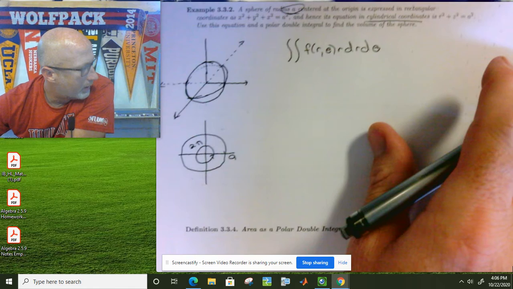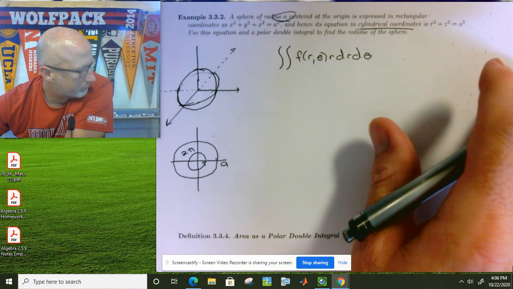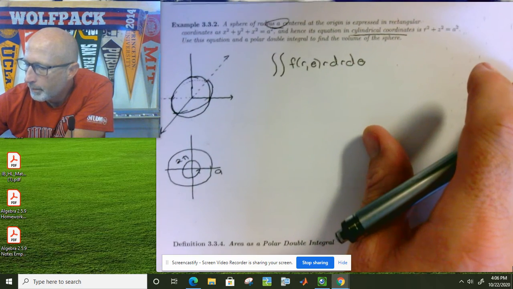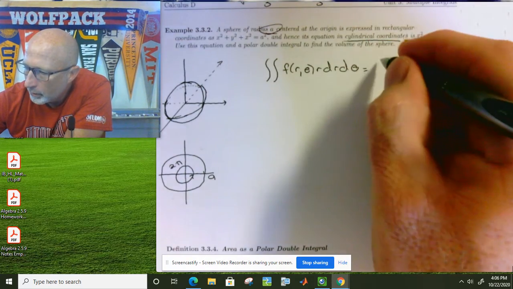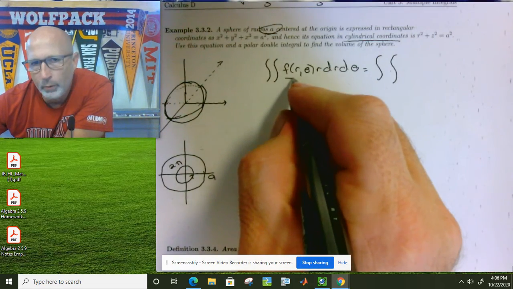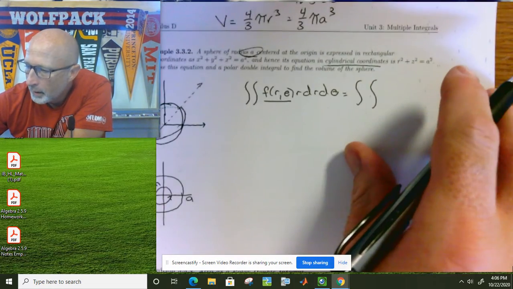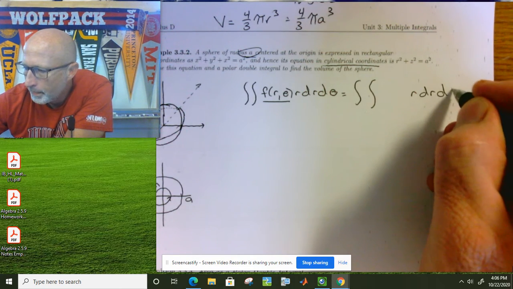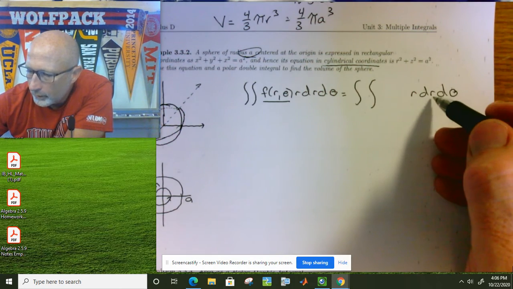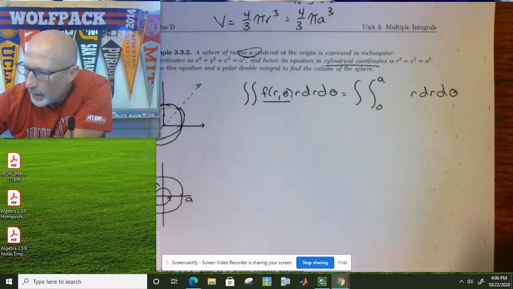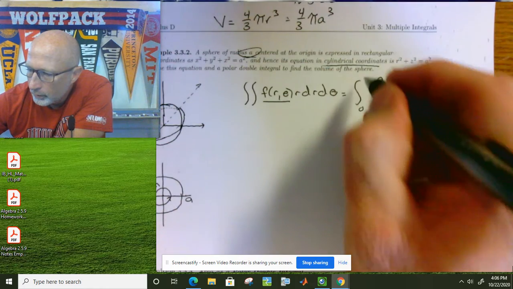So all this is going to end up being the integral of, and we have to let this go for a moment. We'll figure out what that is in a second. And then I have r dr d theta. My r values are going to go from 0 to a, and my theta is going to go from 0 to 2 pi.